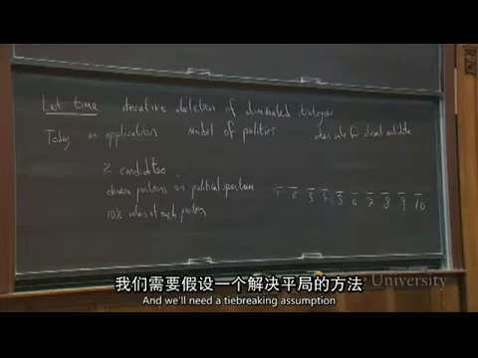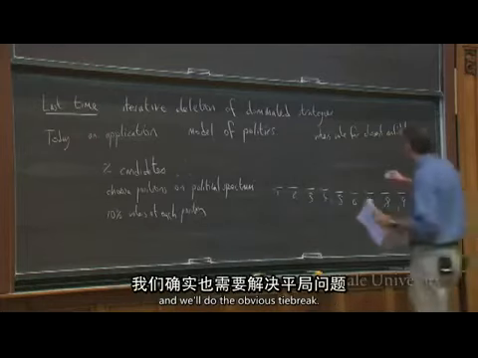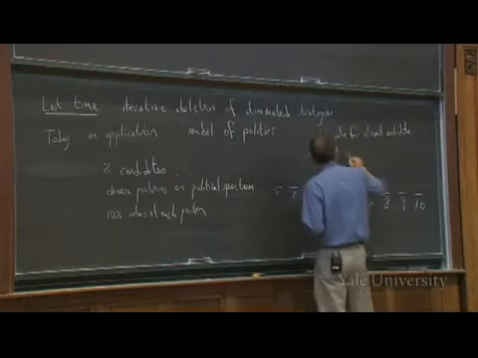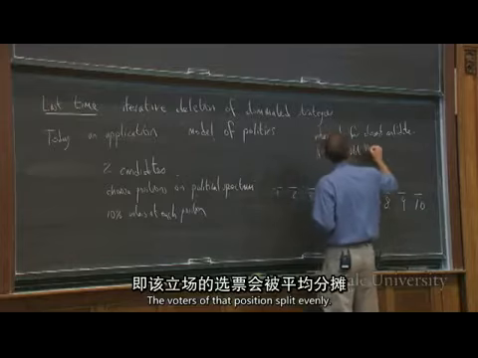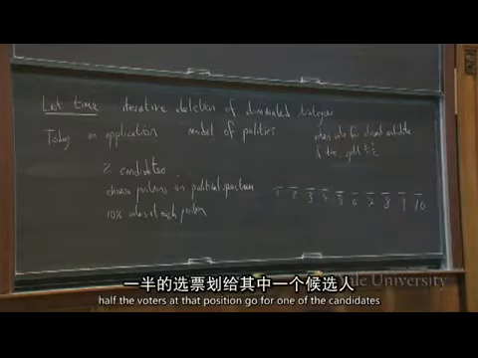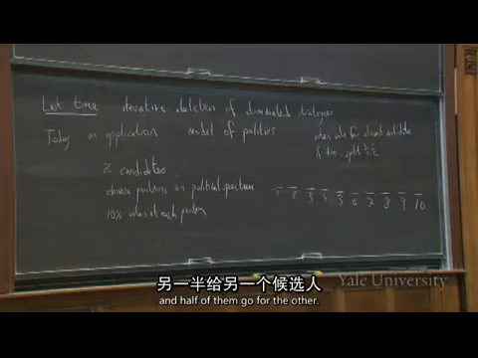We'll need a tie-breaking assumption, and we'll do the obvious tie-break. If there's a tie, then the voters of that position split evenly. So there's a tie, half the voters at that position go for one of the candidates, and half of them go for the other.